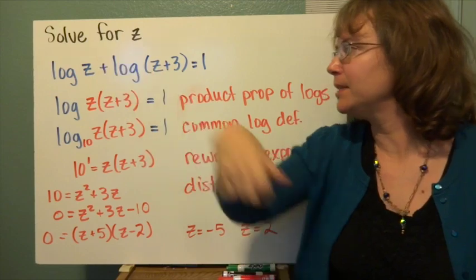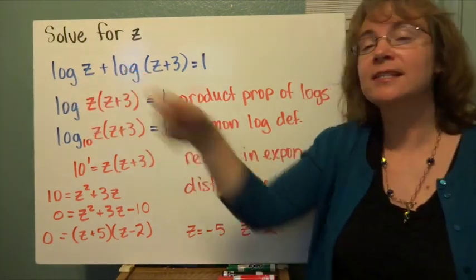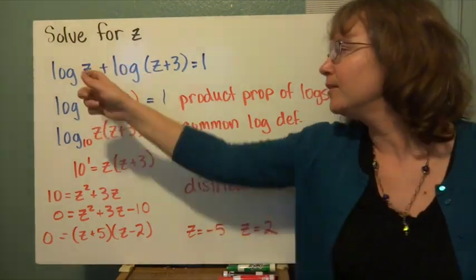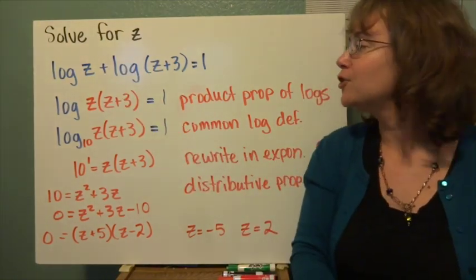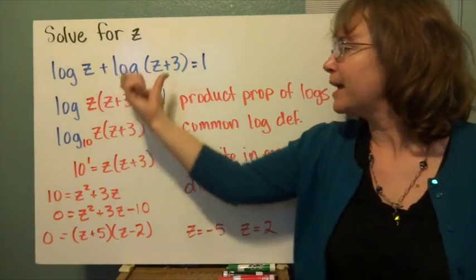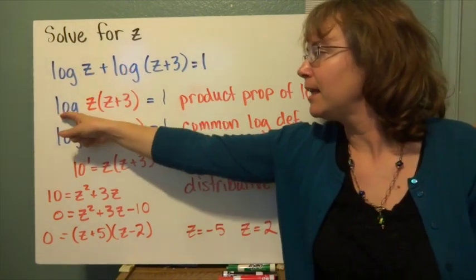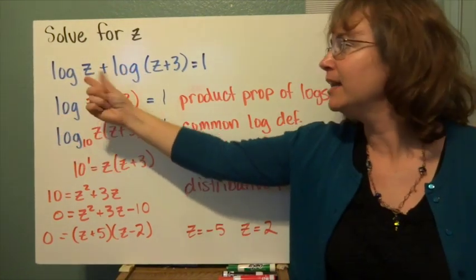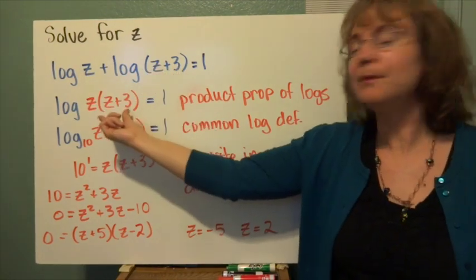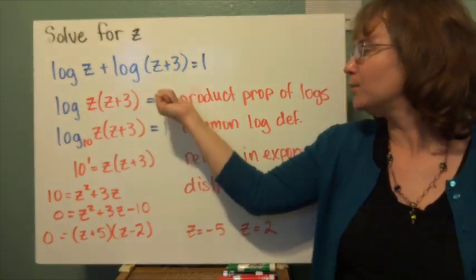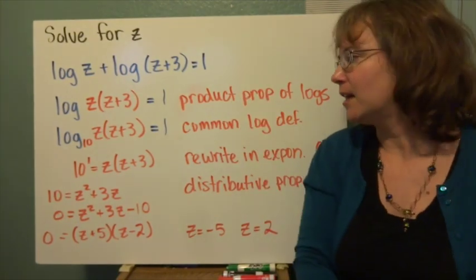Here I have a plus in between there. I have 2 logs and they're both base 10. If there's nothing written, remember they're just base 10. So I can rewrite that as a multiplication problem with 1 log. So I'm taking 2 logs, making it into 1 log, this is base 10, of z times z plus 3. And that's still equal to 1. That's the product property of logs.